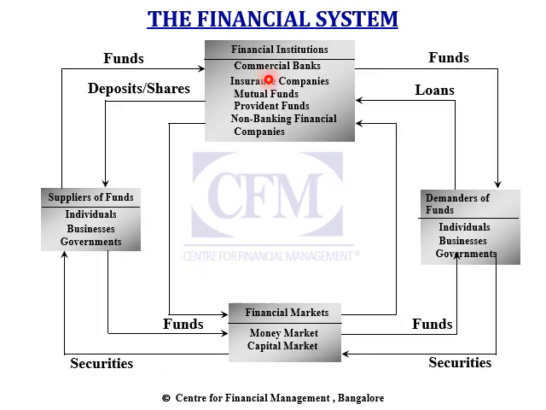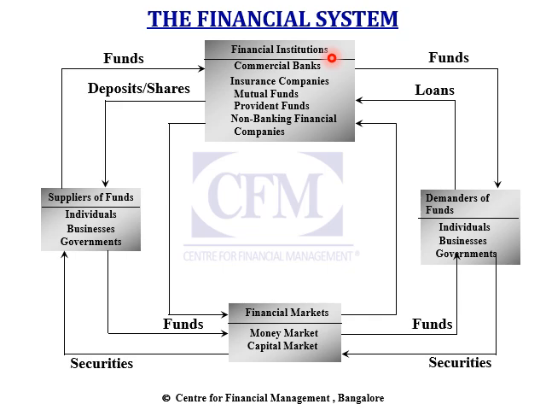The financial system forms the core of a modern economy. The principal entities in the financial system are suppliers of funds, demanders of funds, financial institutions, and financial markets. Suppliers of funds include individuals, businesses, and governments. Demanders of funds likewise include individuals, businesses, and governments. Suppliers of funds provide funds to demanders of funds through two major channels: financial institutions and financial markets.